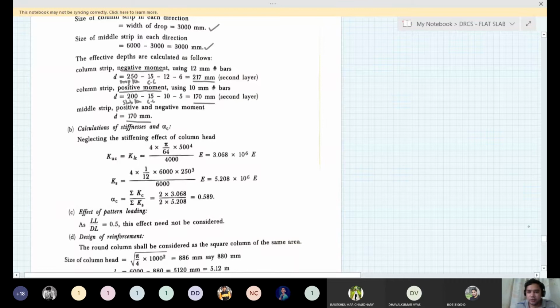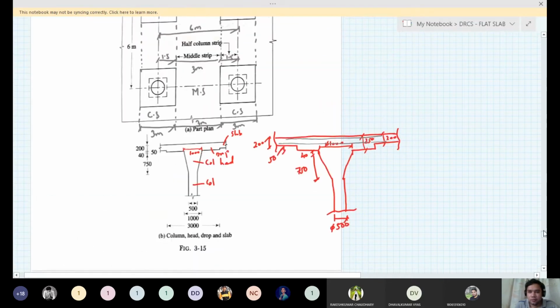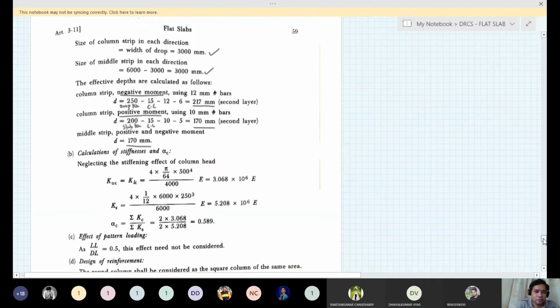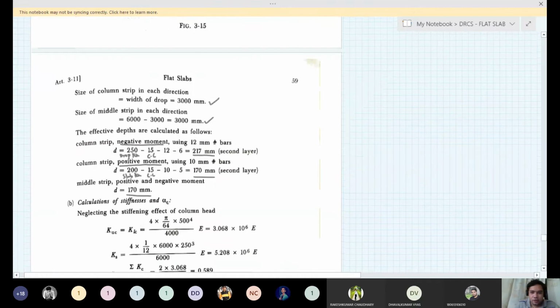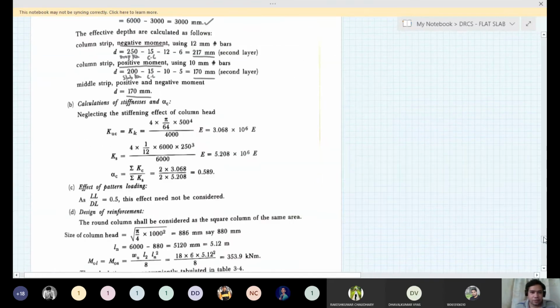Okay, in the middle strip, this bar for positive as well as negative will be calculated with respect to 200 mm thickness only. So it will be the same as the positive reinforcement in the column strip. Okay, so with this we have the effective depths. Now find out the stiffnesses. Now here we'll neglect the effect of the column head.